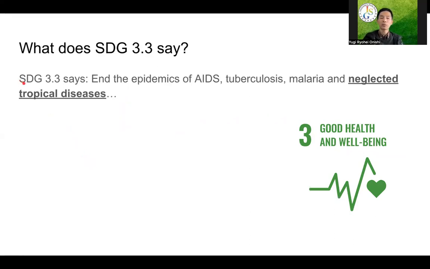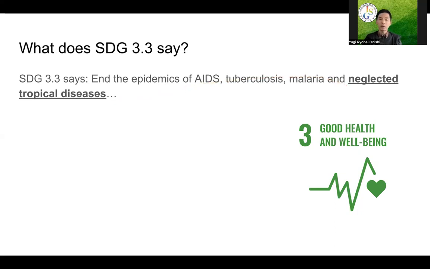So SDG 3.3 says, end the epidemics of AIDS, tuberculosis, malaria, and neglected tropical diseases. So here we have a lot of difficult medical words, but don't worry. Today we will talk about neglected tropical diseases. Yes, please check the Japanese translation of this word.